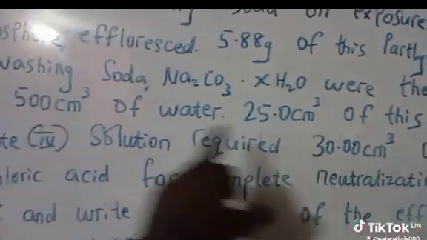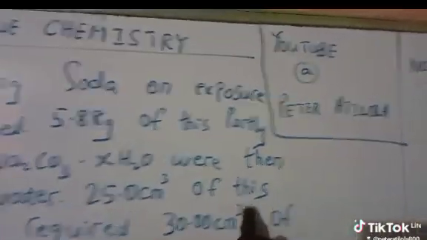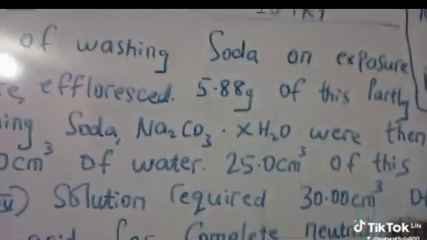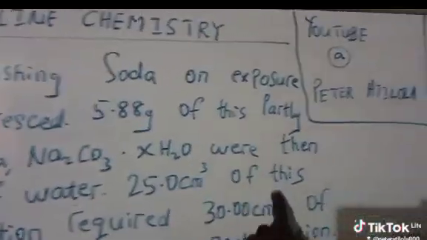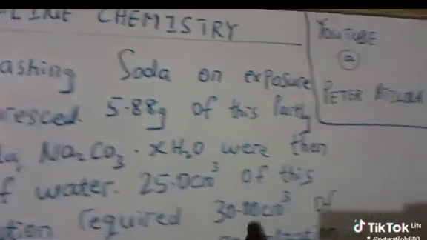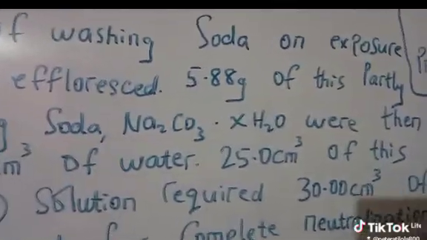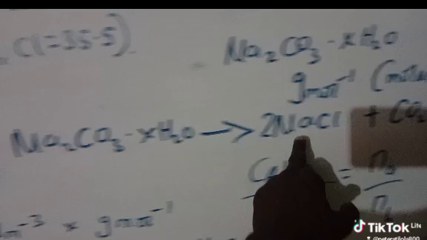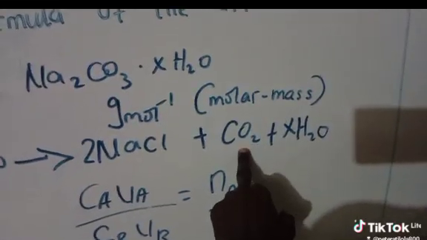They said that 25 cm cube of this sodium carbonate solution requires 30 cm cube of hydrochloric acid. So this one required this. So these are your derived equation. HCl. Since they say for neutralization, acid and base, this is acting as the base to give you salt and water. CO2 will be given up as the byproduct.